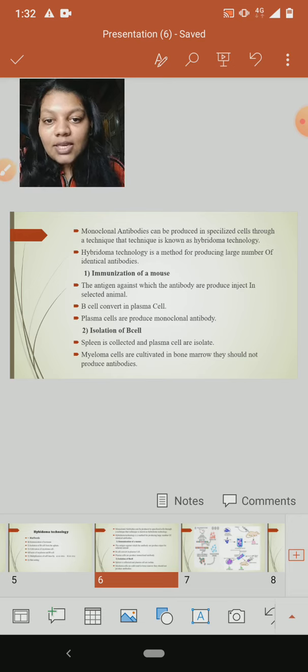The next step is isolation of B cells. The spleen is collected from the animal and plasma cells are isolated. Myeloma cells are cultivated in bone marrow. Myeloma cells should not produce antibodies.